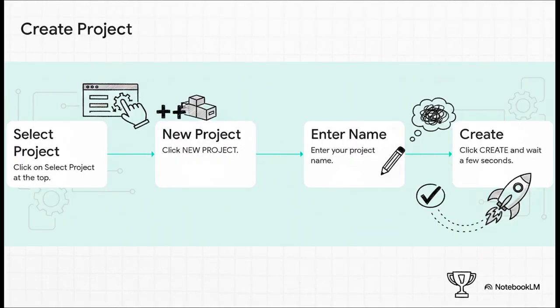And building that toy box, it is literally just 4 rapid-fire clicks. First, up at the top of the console, you're going to click Select Project. Second, you click New Project. Third, type in a name for your project, whatever makes sense to you. And fourth, you click Create. You wait a few seconds and boom, done. You've just hit your first major milestone on the hunt.